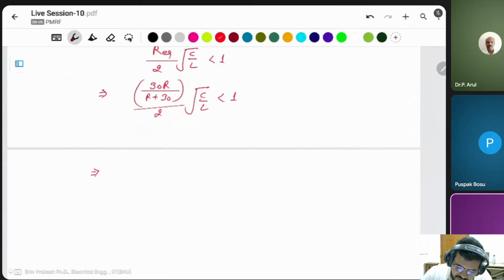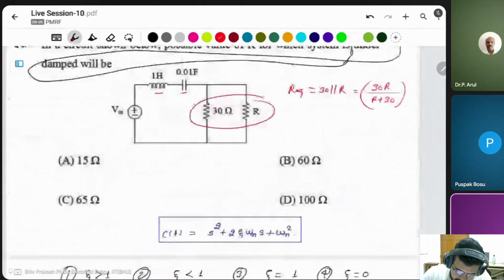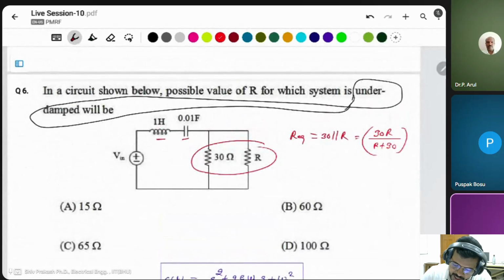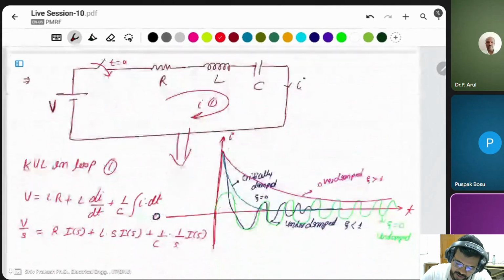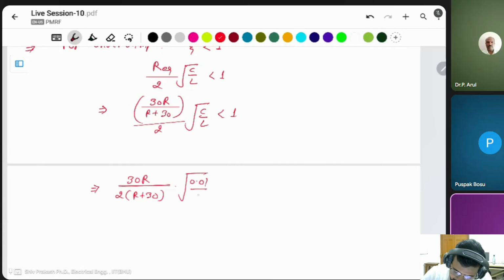We have to put the value of C and L. In the question, C is 0.01, L is 1. This will be 30R divided by 2R plus 30 into the value of C, 0.01, divided by L. It should be less than 1.